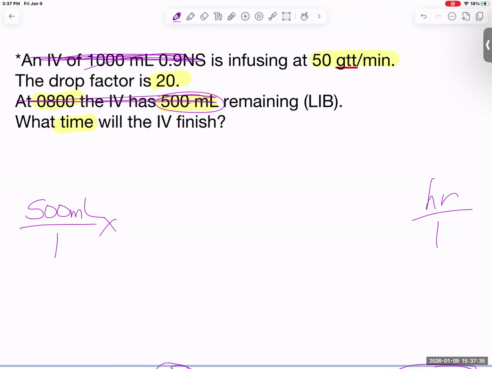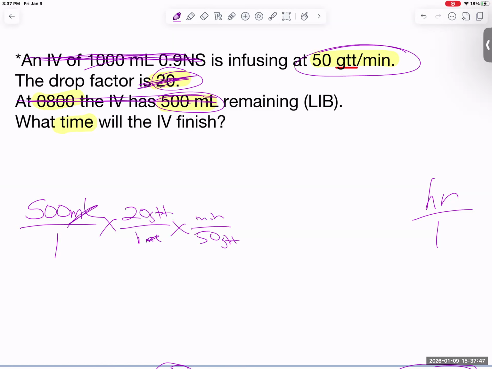How do I get rid of milliliters? I use the drop factor, so it's 20 drops per 1 ml. And then how do I get rid of the drops? I use what it's infusing at, 50 drops per minute. And then I change minute to hours by saying 1 hour is 60 minutes. Now everything's been eliminated and it's just math.